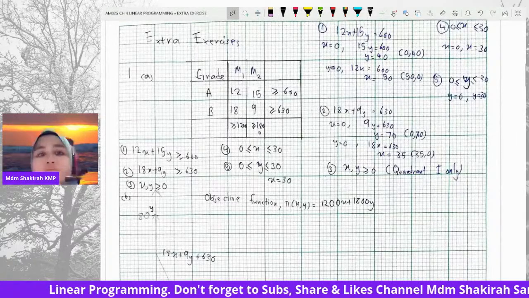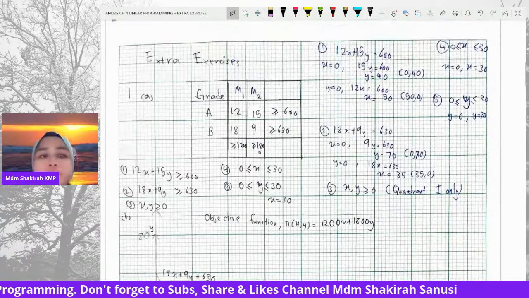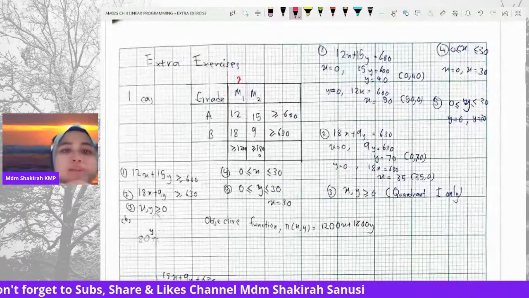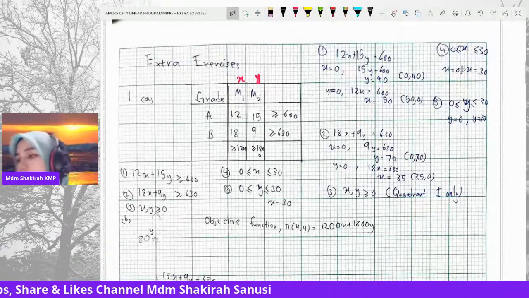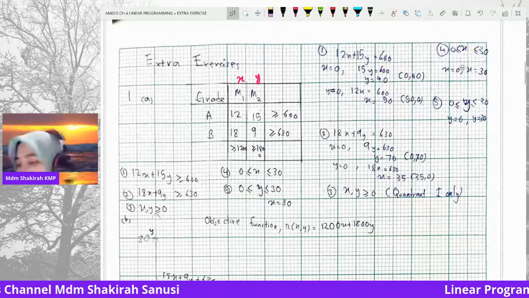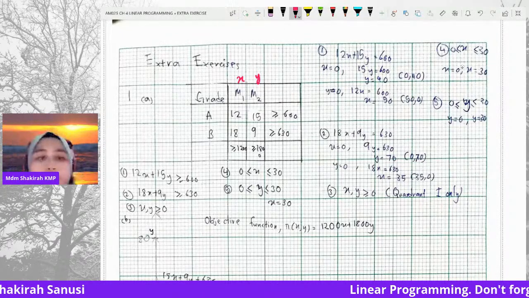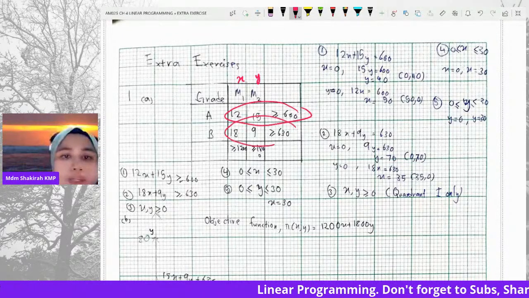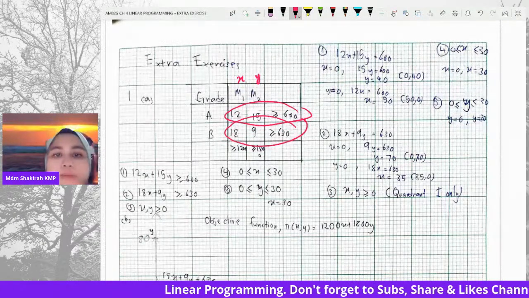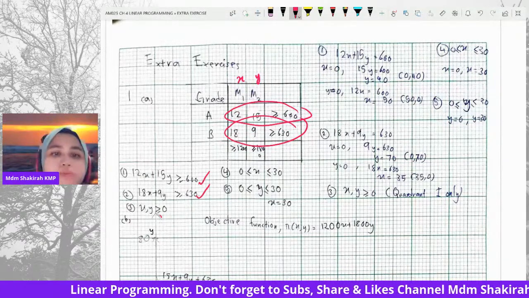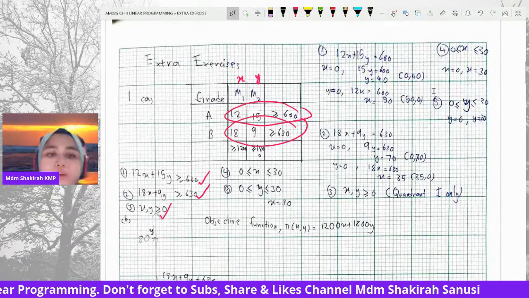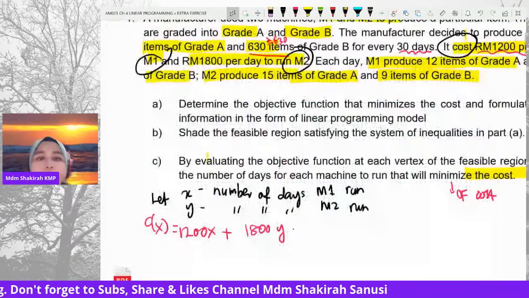Okay, dia masukkan table. You punya X adalah M1, you punya Y adalah M2. Okay, so kita ada persamaan inequalities kat sini. 12X tambah 15Y, 600. Okay, then you ada first quadrant. Okay, next, in your sentence, you ada apa?